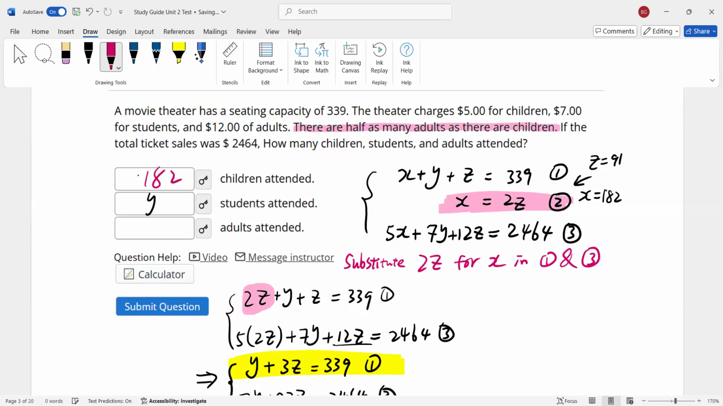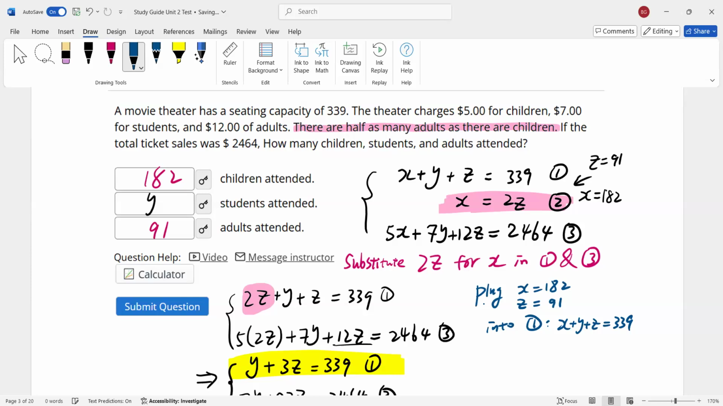X is 182. Z is 91. Now we only have variable y to solve for. And we are going to plug x equals 182 and z equals 91 into equation 1. Equation 1 is very simple, has a y in it, right? Equation 1 is x plus y plus z equals 339.